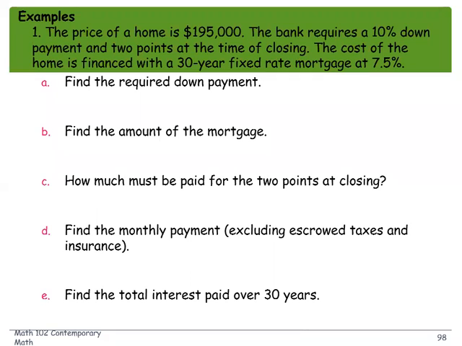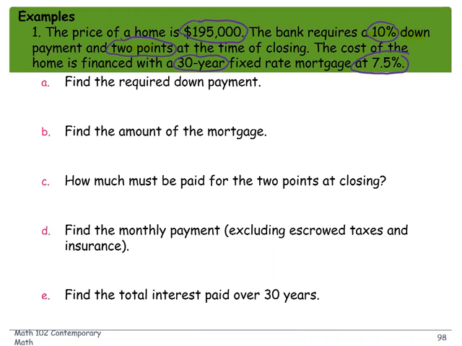The first example: the price of a home is $195,000. The bank requires a 10% down payment and 2 points at the time of closing. The cost of the home is financed with a 30-year fixed rate mortgage at 7.5%. Let's look at each key term. The price of the house is $195,000, the bank requires 10% down payment and 2 points at closing, the entire time would be 30 years, and the mortgage rate is 7.5%.